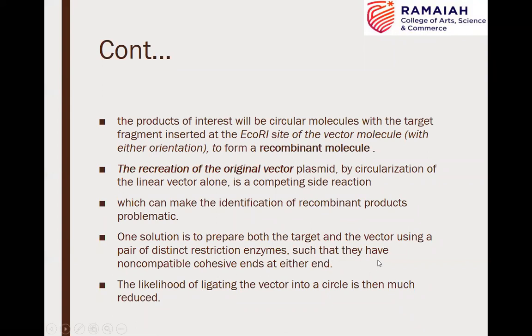What will happen? We will have non-compatible cohesive ends at either end. If there are non-compatible ends, the religation of the linear vector will not take place. That's how the ligation will take place only when there is incorporation of the target DNA. The likelihood of ligating the vector into a circle is then much reduced if you use a pair of distinct restriction enzymes.